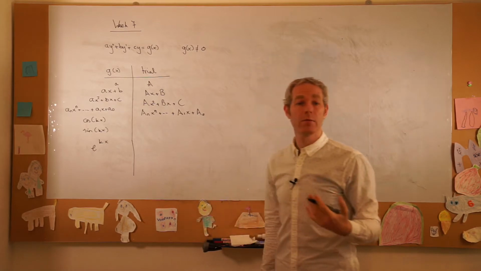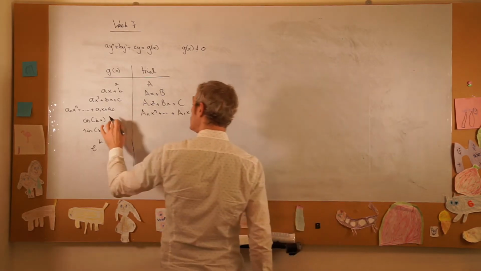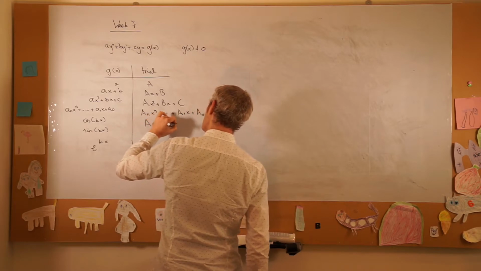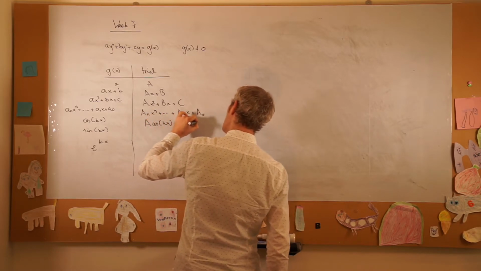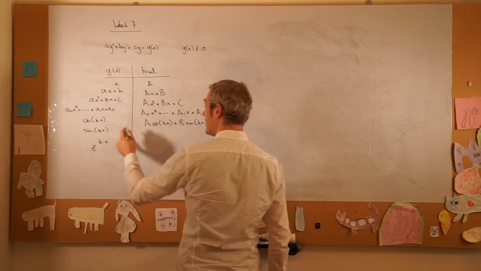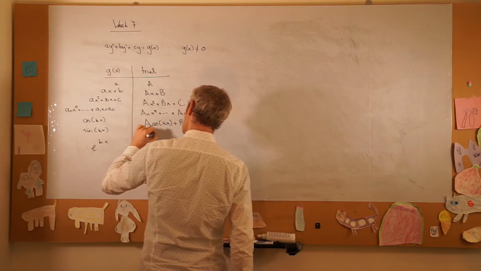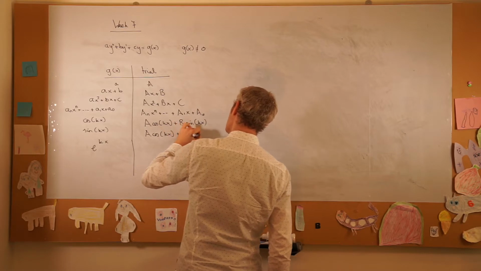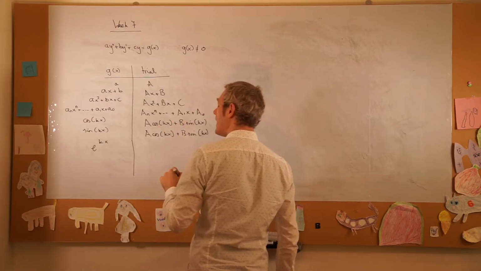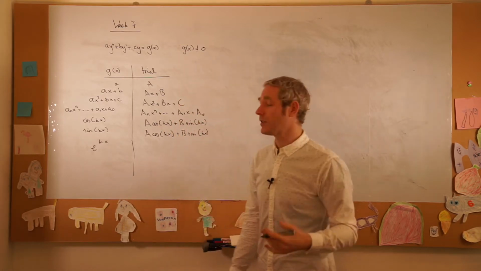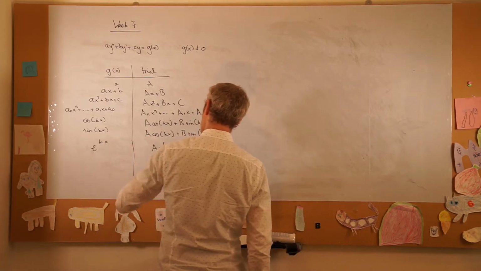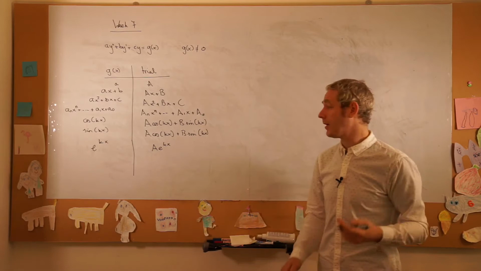If we have something with a cosine of kx, we choose something with a cosine of kx plus something with a sine of kx. Same goes for a sine, we choose something with a cosine of kx plus something with a sine of kx. And if we have an exponential function, we will choose this same exponent with a coefficient.